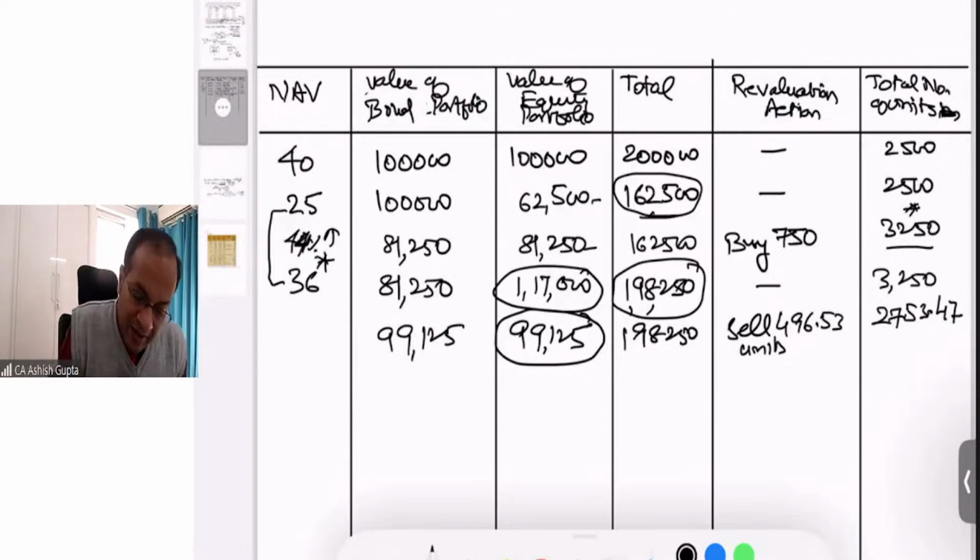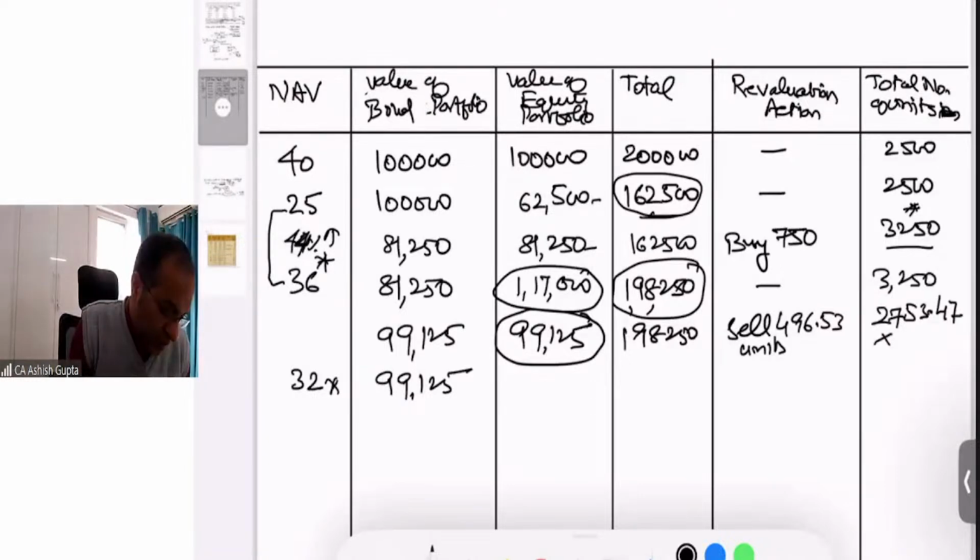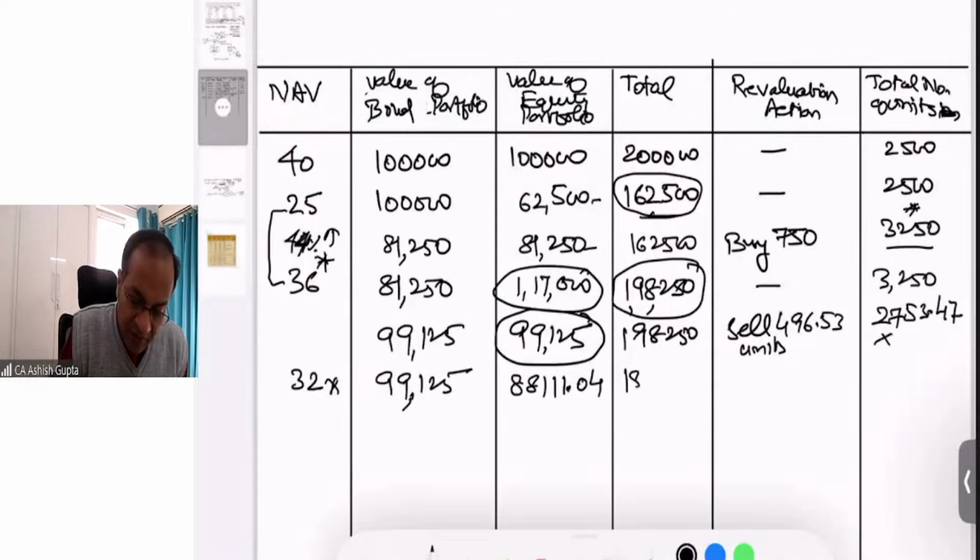Okay, now again I come to the next price, 32. Now at 32, the value of my conservative portfolio will remain the same. However, I will multiply this price 32 with the units 2753.47. So the value comes to 88. Then this value plus this value becomes 187,236.04.